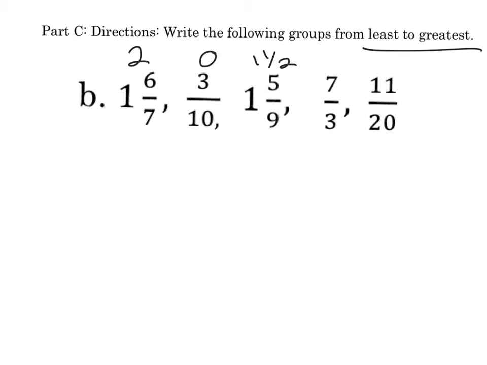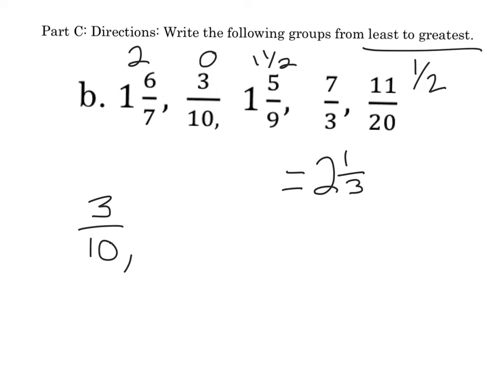7/3 is an improper fraction, so we need to change that to a mixed number. So 3 will go into 7 2 times, and I will be left over with 1/3. And then 11/20 is close to a half. So my 0 is my smallest, so the 3/10 would come first. And then the half, which is 11/20.